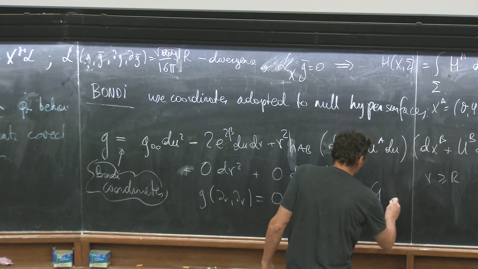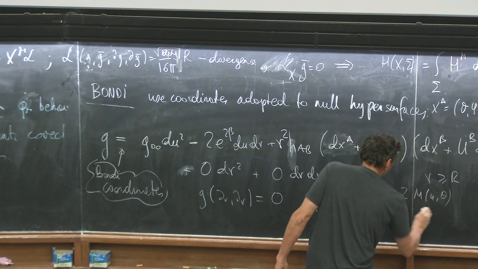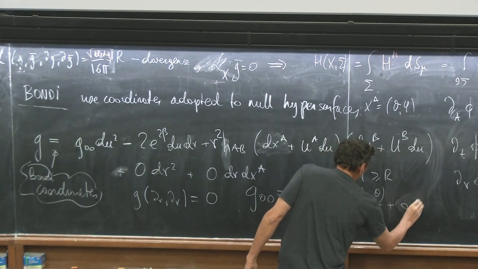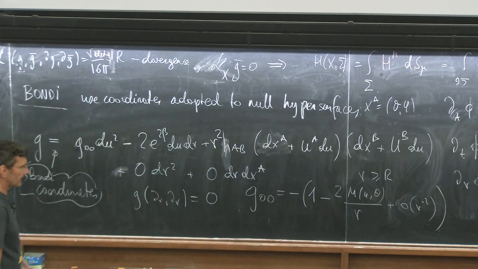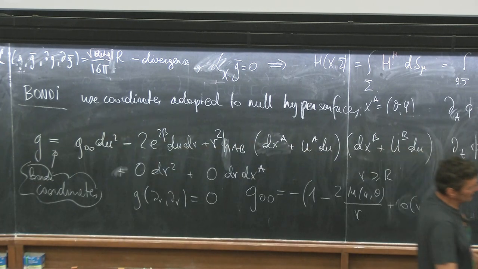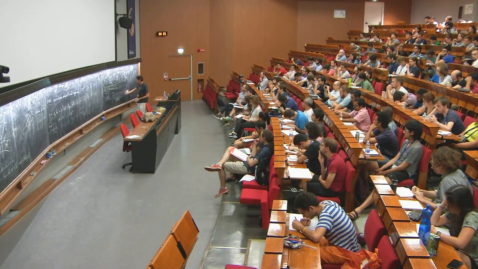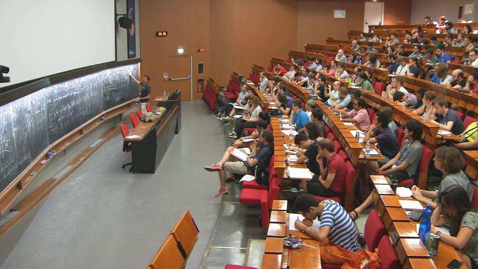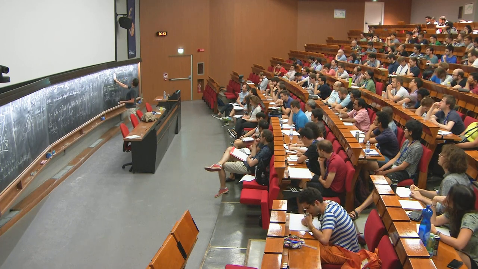So this is minus 1. And I am going to anticipate here there will be correction terms, plus little o of r to the minus 2. Right, so this is going to be my G00. That's not obvious that it works, and actually this is something you have to work out. You probably don't want to see this formula anymore. I don't think we ever wanted to see this anyway.